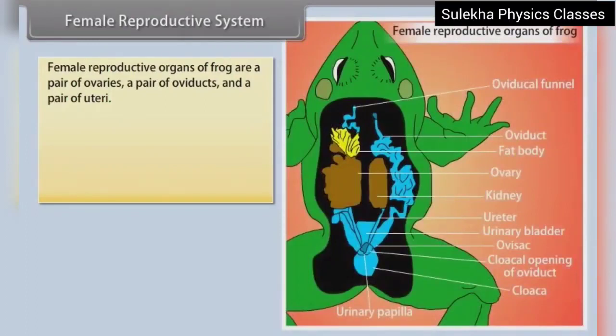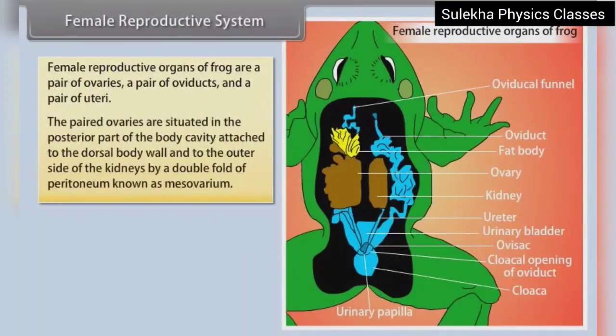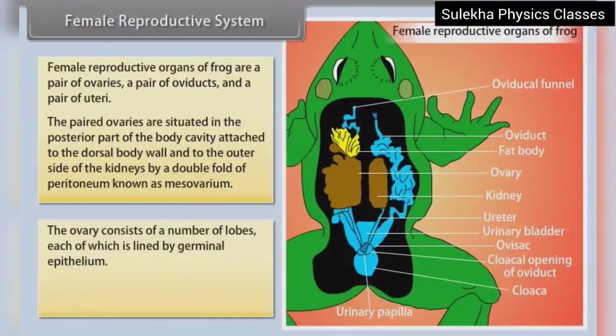Female reproductive system. The female reproductive organs of frog are a pair of ovaries, a pair of oviducts, and a pair of uteri. The paired ovaries are situated in the posterior part of the body cavity, attached to the dorsal body wall and to the outer side of the kidneys by a double fold of peritoneum known as mesovarium. The ovary consists of a number of lobes, each of which is lined by germinal epithelium.